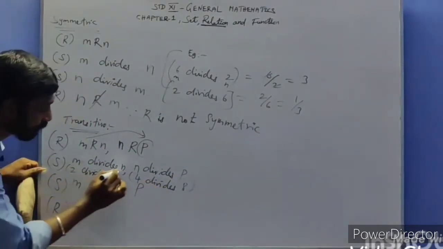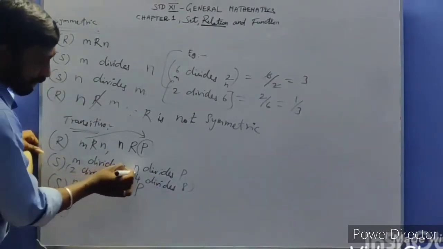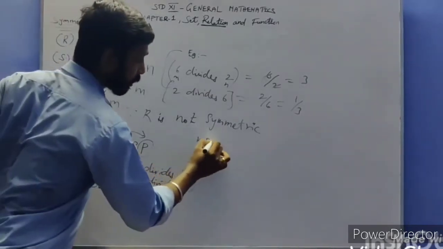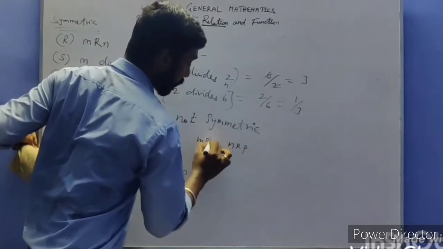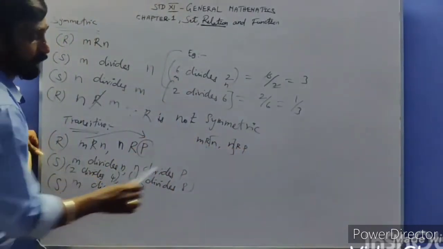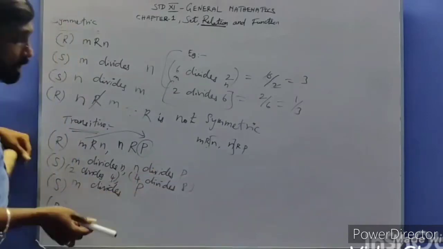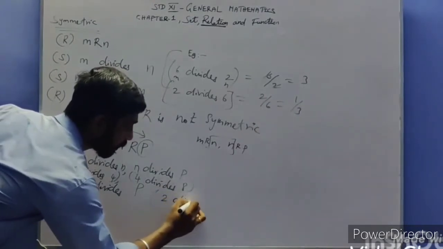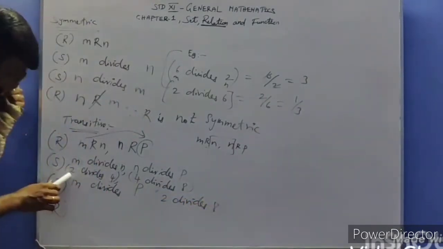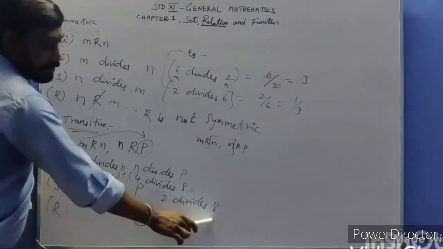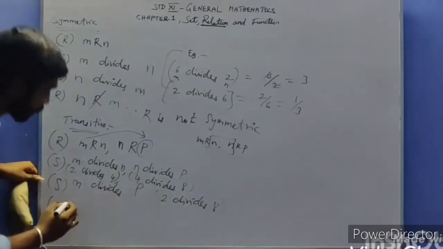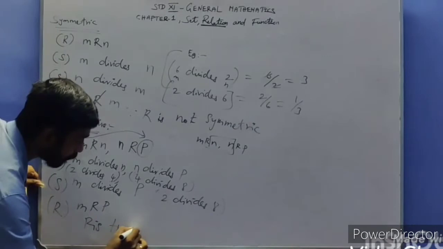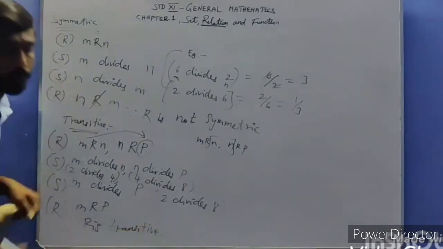4 divides 8, 2 divides 4, so 2 divides 8. Both the N will be the same here, you have to write that both the values are the same. It looks like M related to N, and N related to P. Listen, M related to N, N related to P. So here M divides P means 2 divides 8, because the first person and the third person will be related here. It looks like M related to P. So R is transitive.